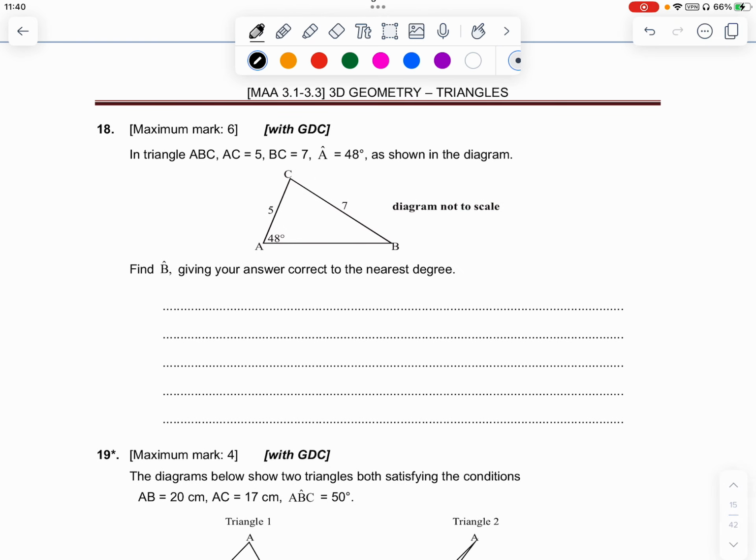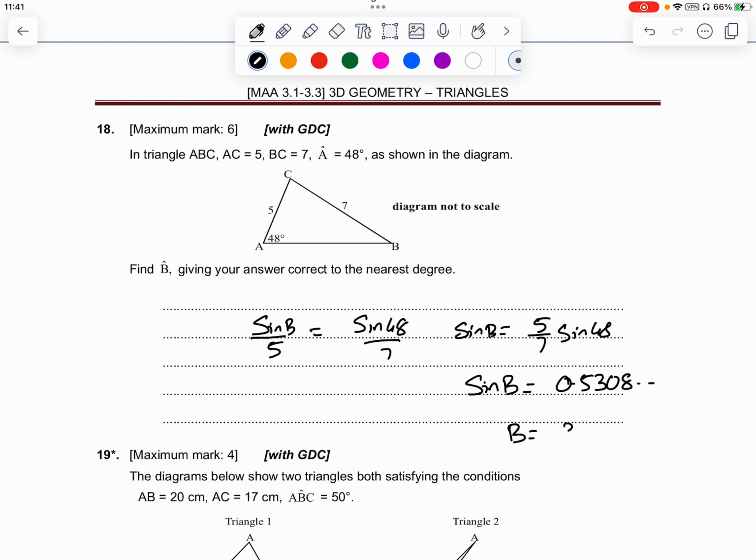Question number 18. In triangle ABC, AB, BC, angle A are given. Find angle B, correct to the nearest degree. Sine B upon 5 equals sine 48 upon 7. This gives me sine B equals 5 upon 7 times sine 48. So sine B equals 0.5308, so B equals 32.06. So the nearest degree is 32 degrees.